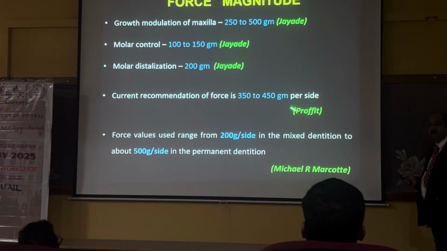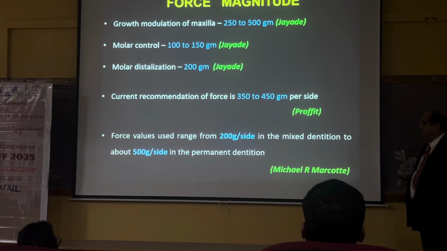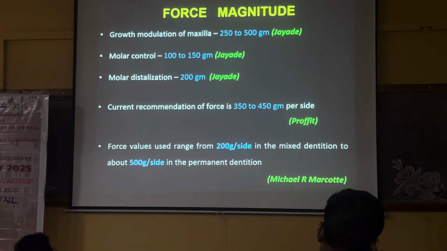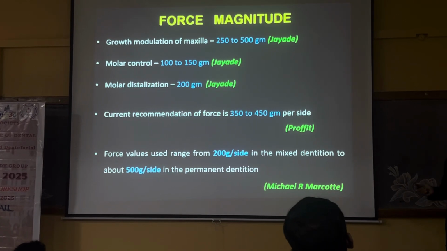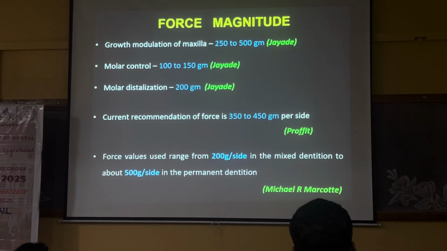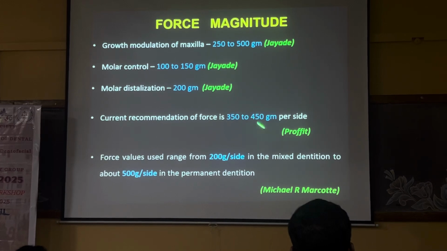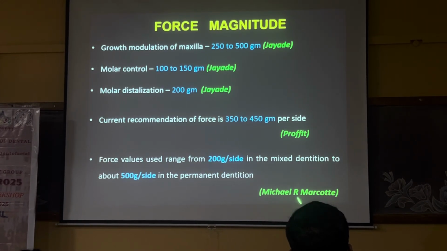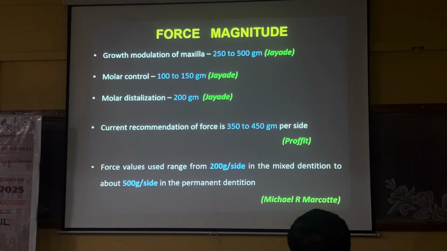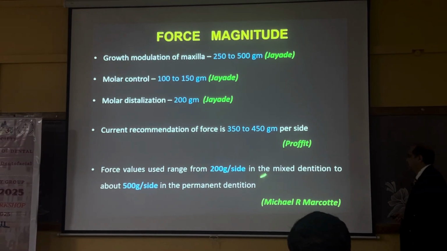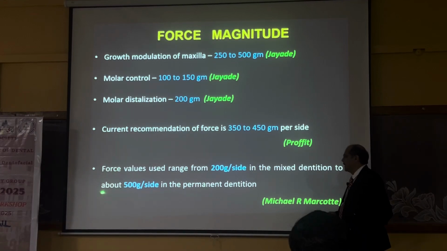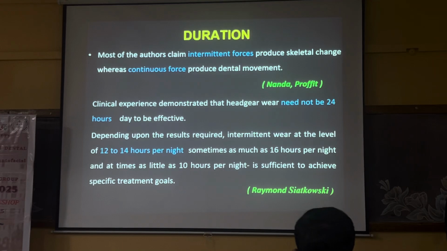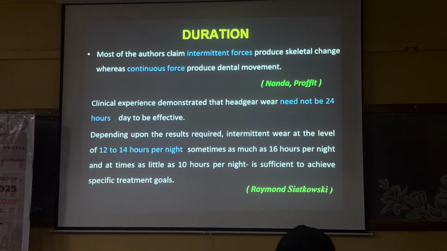For molar control, that is to hold the anchorage, you need 100 to 150 grams. Profit says 350 to 450 grams to move teeth. And then again, Markov. This is not only for tooth movement, most of it is for skeletal changes. Profit 350 to 450 is for skeletal changes. Markov again is for skeletal changes. So Markov says start with 200 per side, especially in the mixed dentition. You can go up to 500 grams per side. That is 1000 grams both the sides.